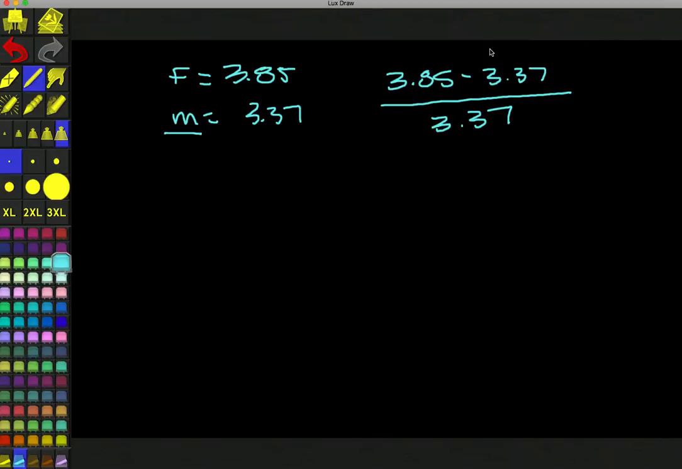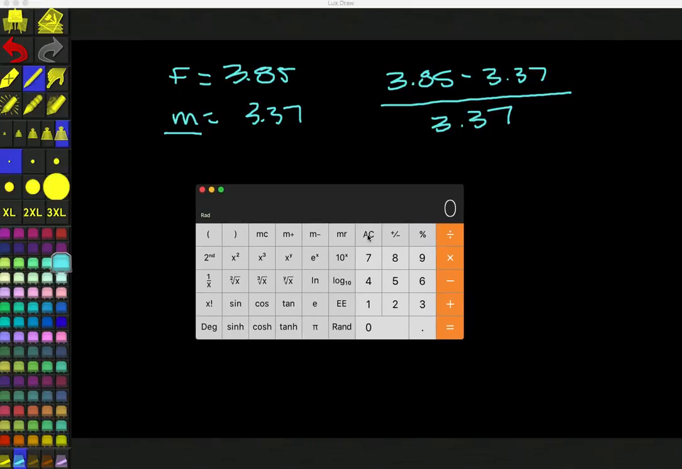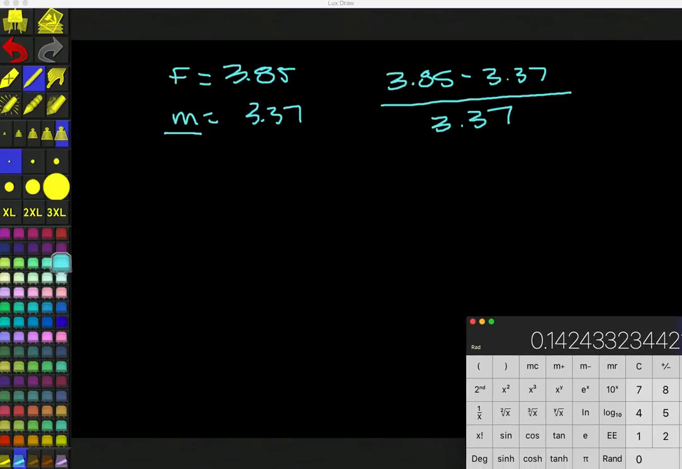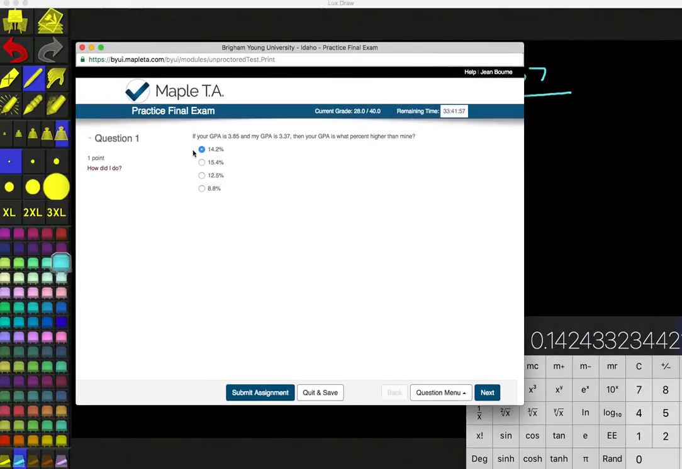Now, if they asked what percent lower was mine than my friend's, then I would have a different reference. So you want to make sure you know what that reference value is. And then you just use a calculator. We go 3.85 minus 3.37. Make sure you push equals here so that you get the right thing, and then you divide it by 3.37. If you don't push equals, it will divide this by this, and you just have 1. So it's 0.142, which is 14.2%, and that's the correct answer on here. So that's how you do those. Again, that's something from way back at the beginning. It's hard sometimes to remember the things we learned 3 months ago.